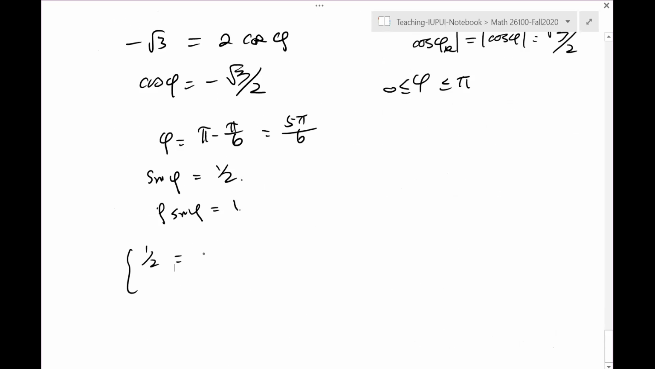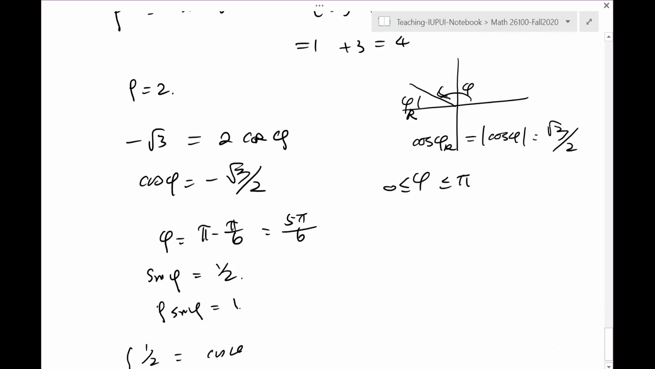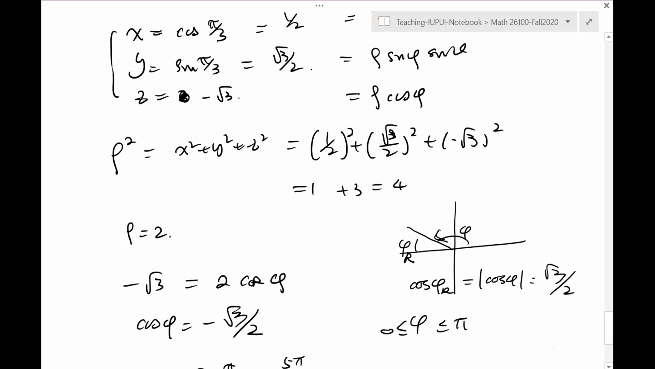This is going to be cosine theta, and then square root of 3 is going to be sine theta. Okay, yeah, square root of 3 is going to be sine theta. Let's go back. Yeah, okay.